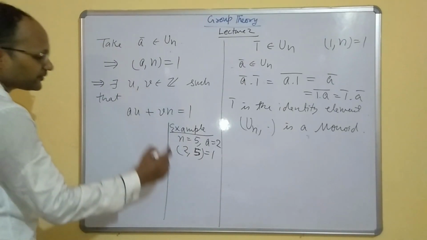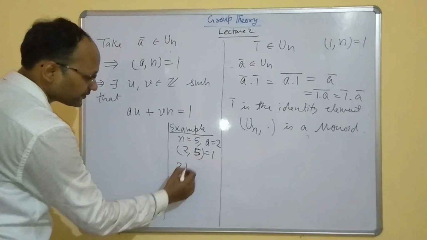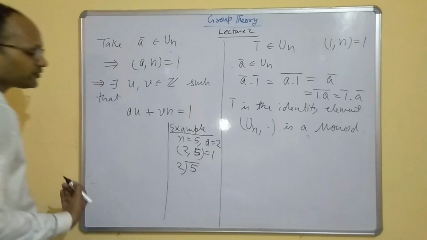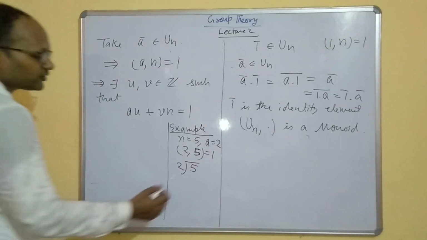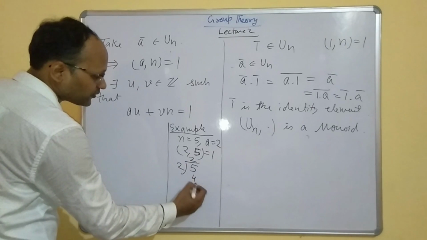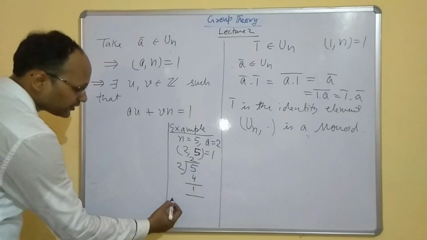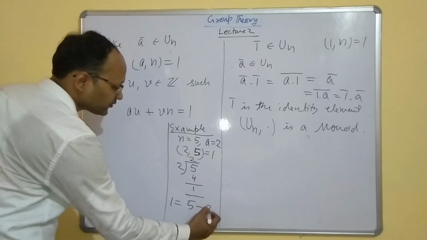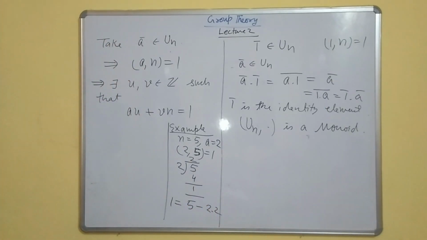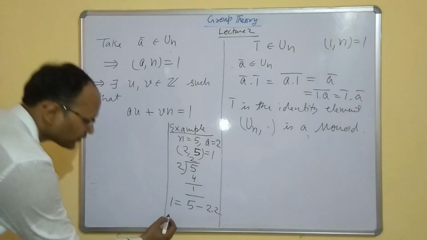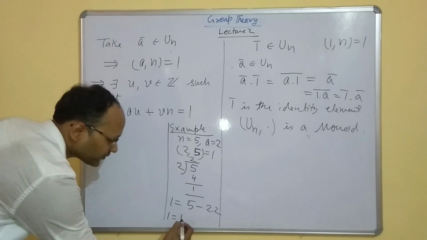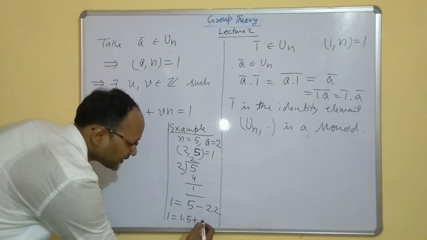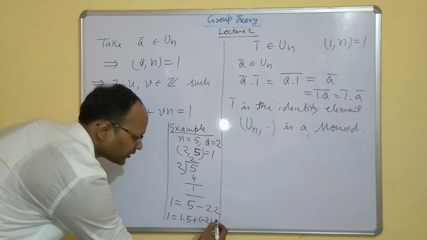Then we want to find u and v. So let me divide 5 by 2. So 2 times 2 is 4, so I am getting 1. So 1 can be written as 5 minus 2 into 2. So it means 1 can be written as 1 into 5 plus minus 2 into 2.